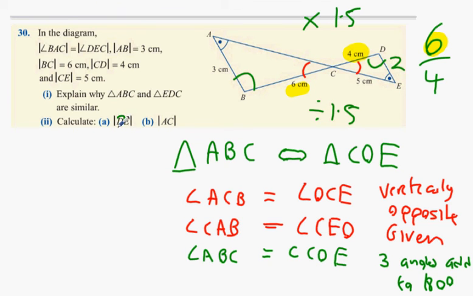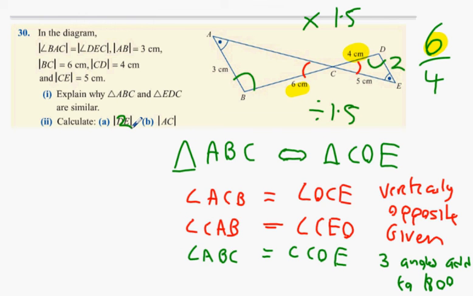How do you know that it's 1.5 for DE? Because 6 divided by 4 is the equivalent side to 4, so the left triangle is 1.5 times bigger than the right triangle. And therefore, if I divide the big triangle by 1.5, I turn it into the small triangle.